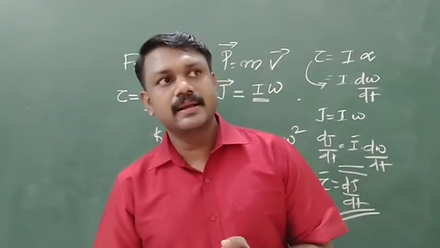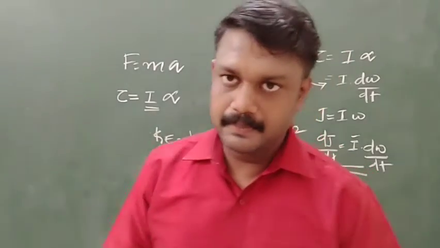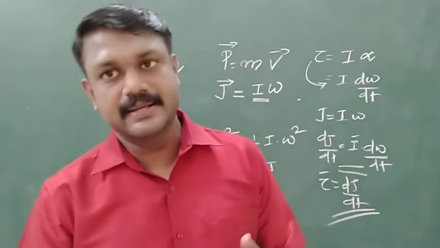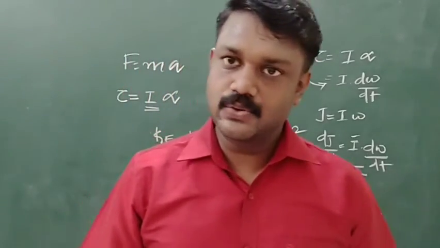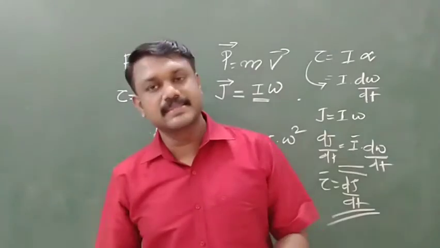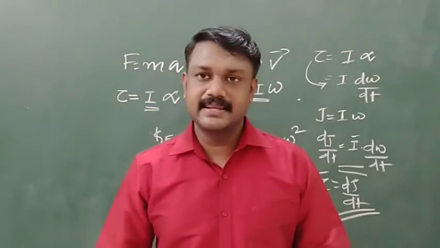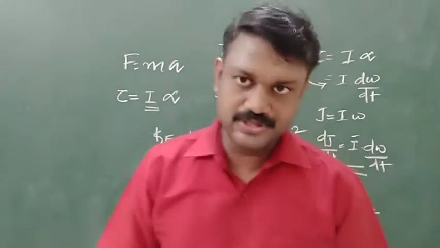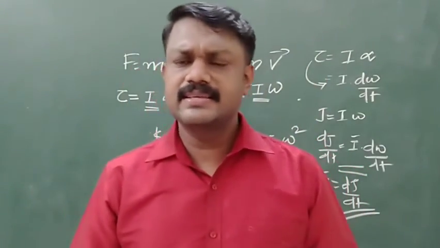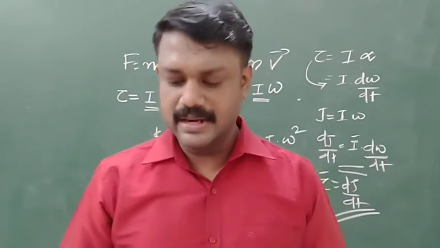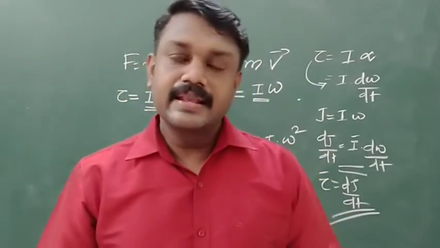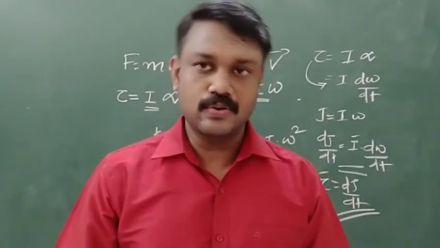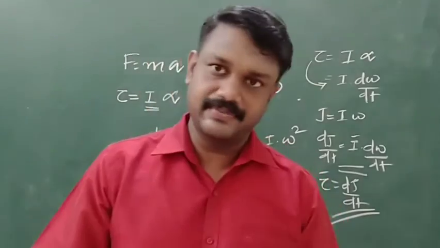In linear motion we define linear momentum conservation. It says that if an external force is absent, the total momentum of the system remains constant. Similarly, we can define angular momentum conservation. Angular momentum conservation says that in the absence of an external torque, the angular momentum of a rotating body remains constant.